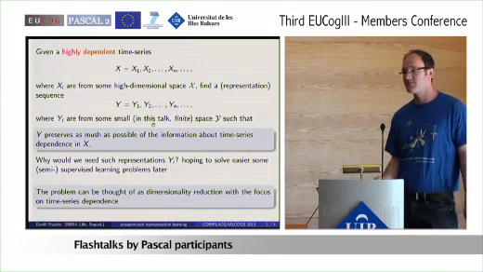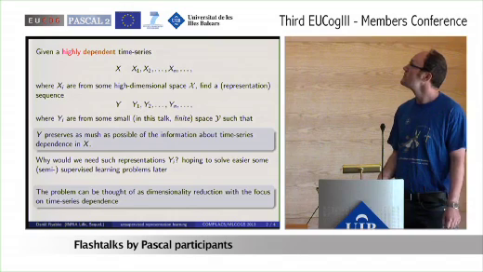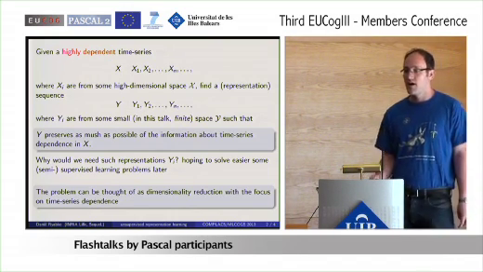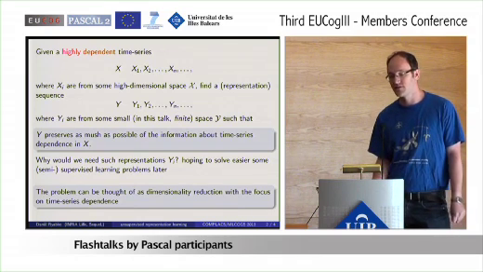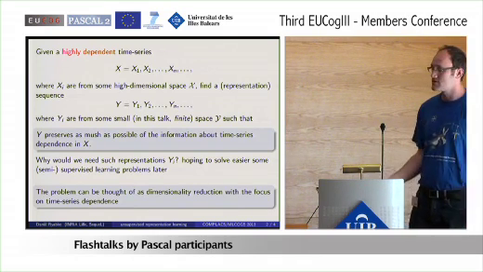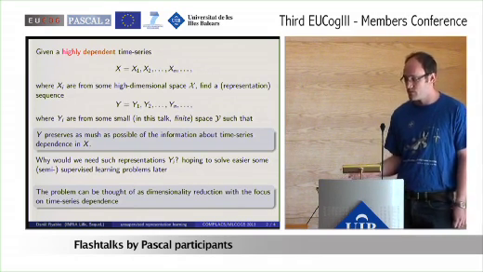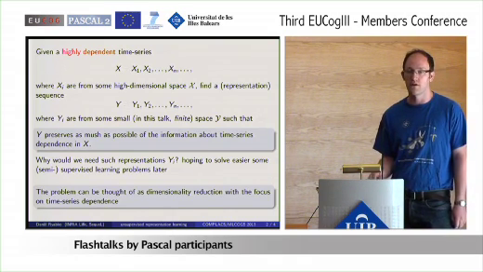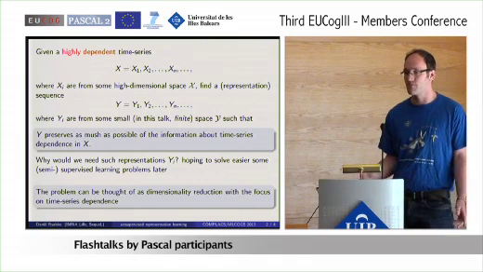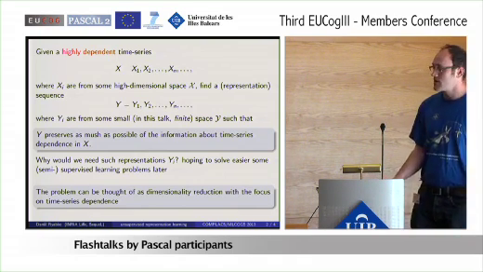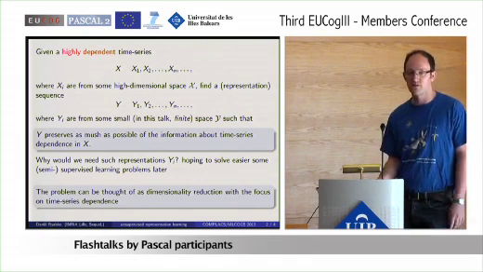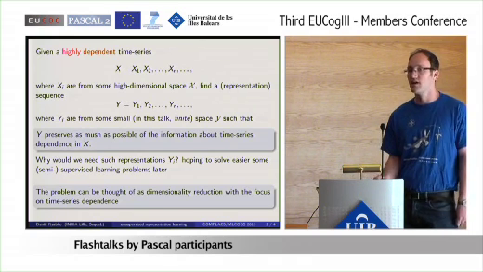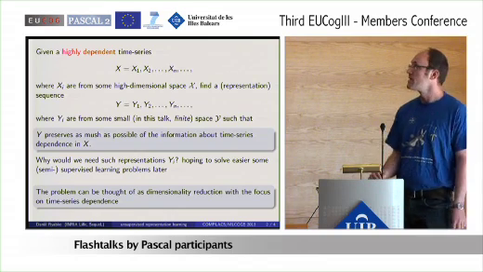Okay, so we have the following problem. We have a time series x1, x2, and so on, where xi come from some high-dimensional space. And we want to find a representation of this sequence in the form of another sequence y1, y2, and so on, where these yi are from some small low-dimensional space or just from a finite set. Okay, and what we want from the representation is that we preserve as much as possible of the time series dependence in the original sequence xi.